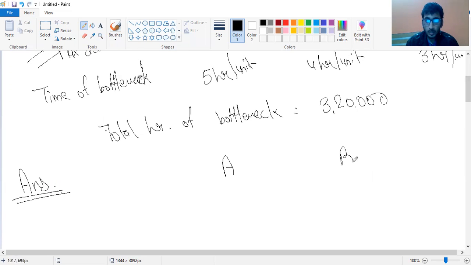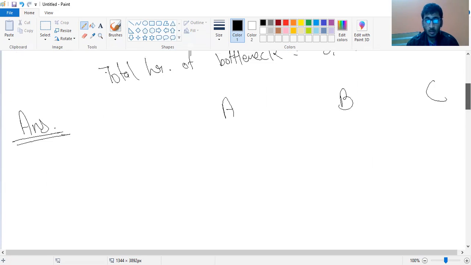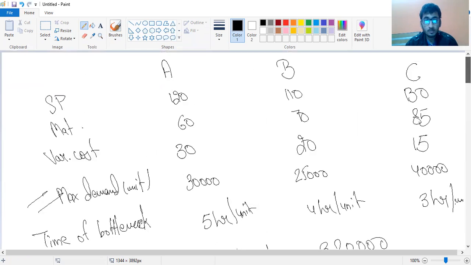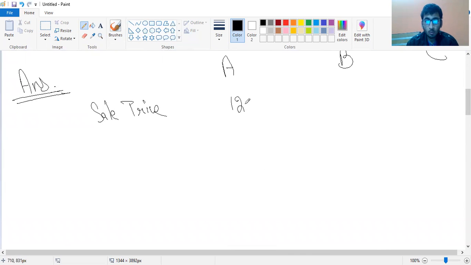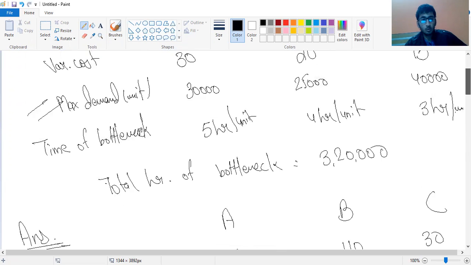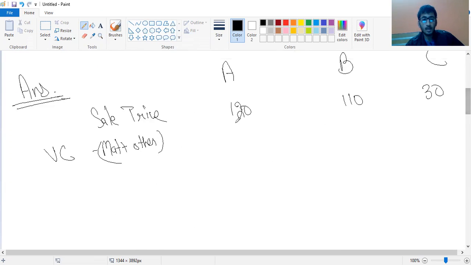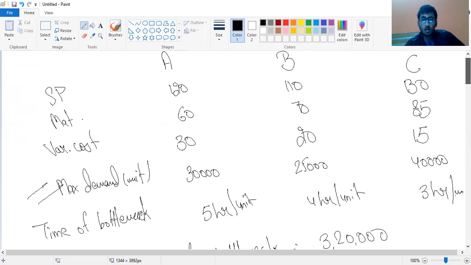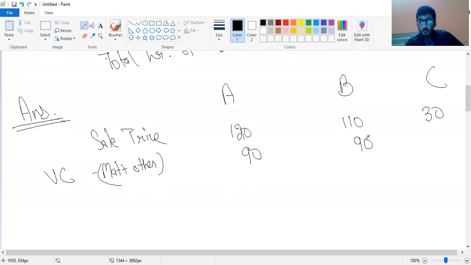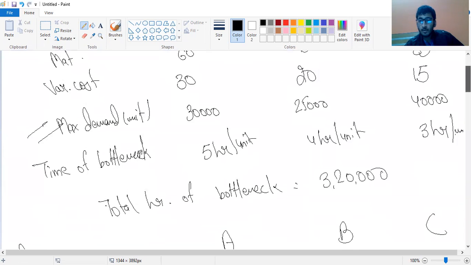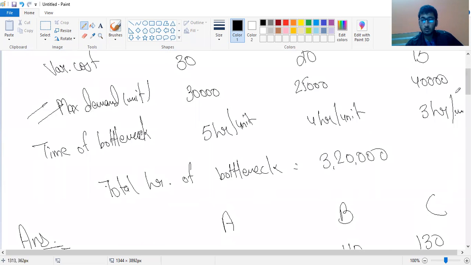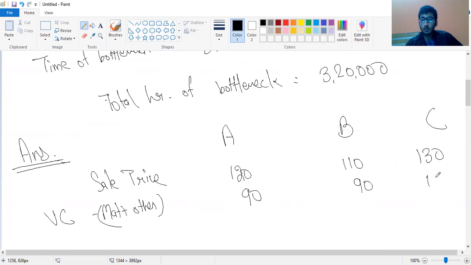For A, for B, for C. Again, let me rewrite. Sale price is given to me. It is 120, 110 and 30. Variable cost, which is material plus other variable. Total variable cost I'm writing. So total variable cost is 60 plus 30, I can say 90 for A, 70 plus 20, again 90 for B, and 85 plus 15. Oh, this is 130, I'm sorry. So 85 plus 15, it is 100 for C.